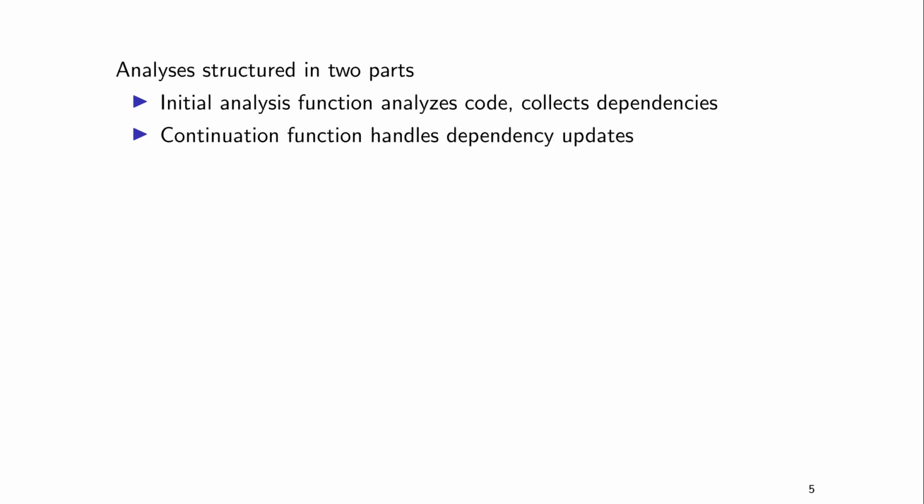Analyses in OPAL are structured in two parts. First, an initial analysis function is used to traverse code, providing an initial result and collecting dependencies on other analysis results. A continuation function is later invoked by the fixed-point solver whenever an update to a dependency is available.